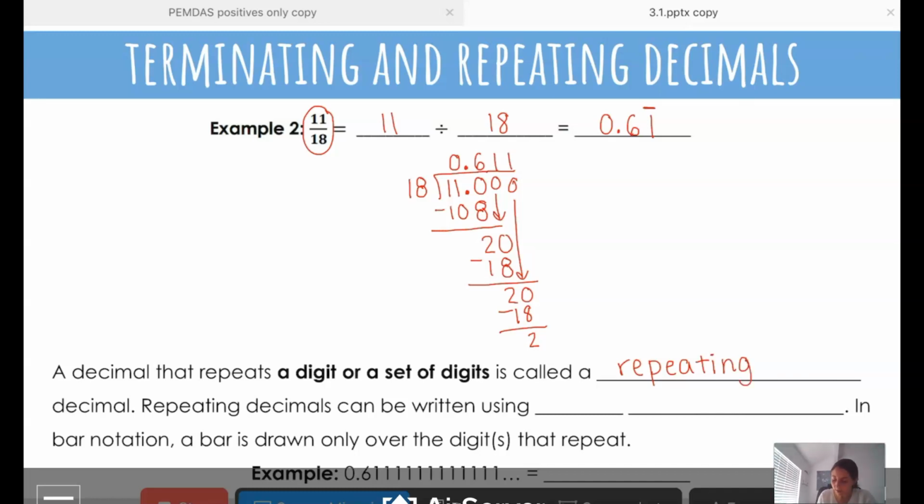Repeating decimals can be written using bar notation, which is that bar that I put over the 1 up here. That's bar notation, so that I don't have to keep writing 1, 1, 1, 1, 1, 1. In bar notation, a bar is drawn only over the digits that repeat. The only thing that repeated here was the 1. So I put the bar over the 1 and not the 6. So our example was 0.611111, and we just write it as 0.61 with the bar only over the 1, because that's the only digit that repeated.